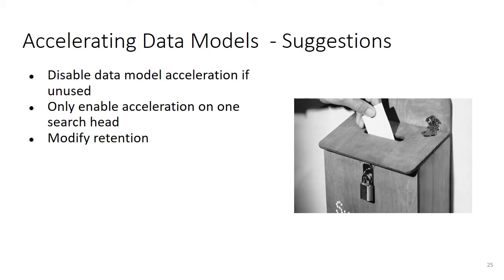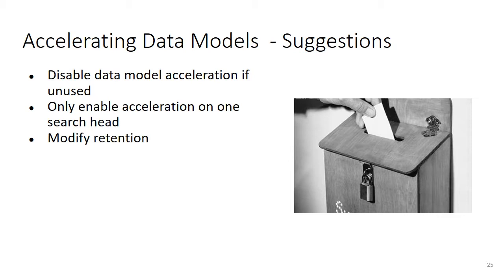So, accelerating data model suggestions, and these are mostly in terms of load. Disable acceleration if you don't use it, or in other words, if you don't query that data model. Running acceleration does take resources, so it's something that should be used on a need basis. Also, only enable acceleration on one search head. All these acceleration jobs get queued up from being enabled on a search head, so if you have multiple search heads enabling acceleration for the same data models, you could be duplicating work.